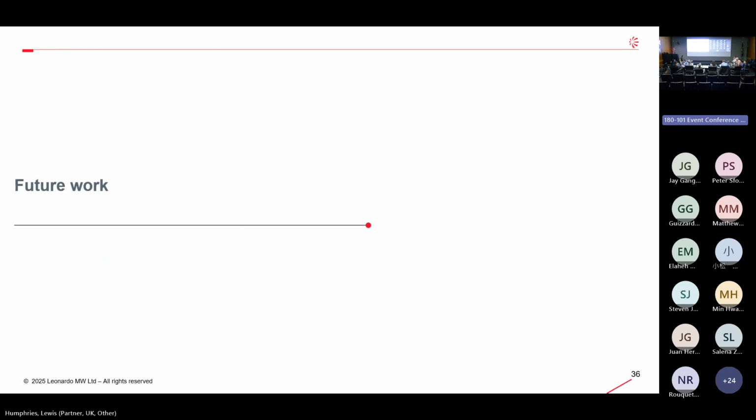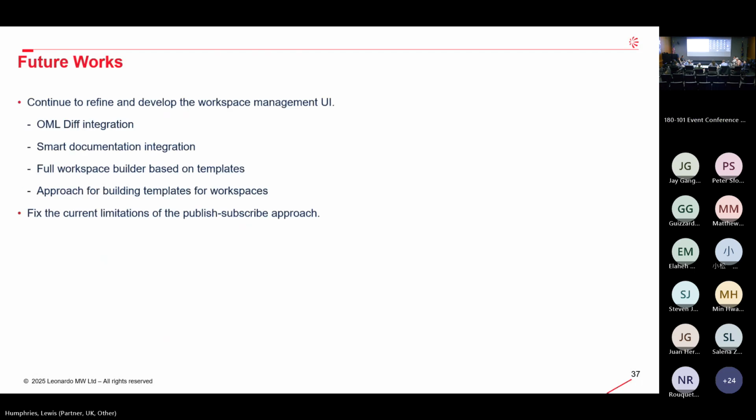So what do we plan on doing for our next steps? We want to continue to work on refining and developing the workspace management UI, since there are a lot of things we still have to get done. In the nearest term is to start looking at the OML diff algorithm and trying to integrate it into the UI itself. On top of that, we want to take the Obsidian Vault and put it into a page on that UI, so it's actually embedded inside of the workspace management UI.